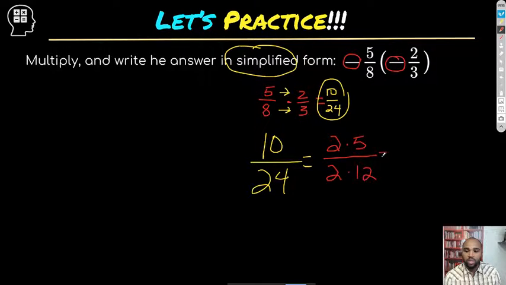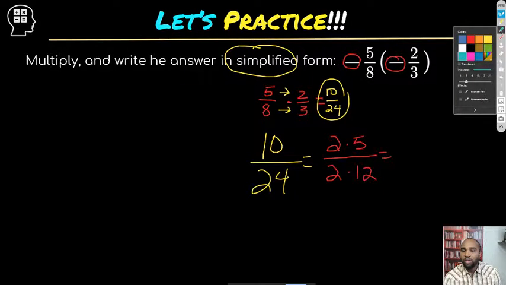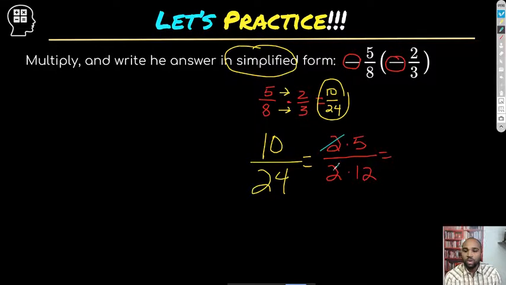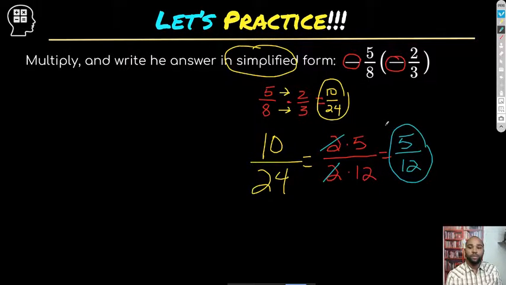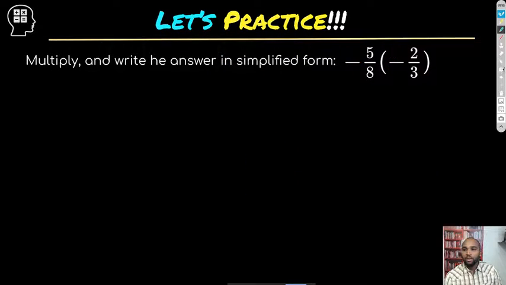Same thing, nothing changed, but now that allows me to see that I can cross out my 2, because 2 divided by 2 is just 1, and I'm left with a simplified fraction, even though they want a simplified form, of 5 over 12. See, 5 and 12 don't have any common factors, so now this is considered simplified. All right, let's go to our next one.